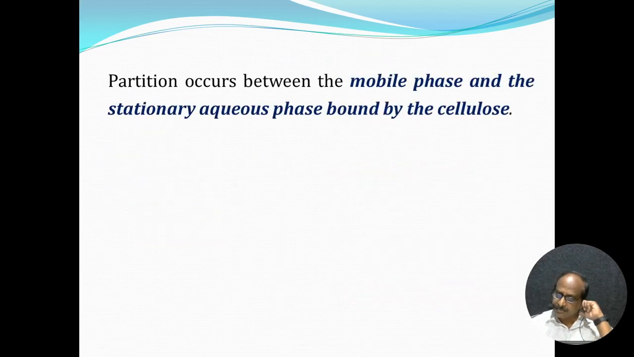Another one is partition. How paper chromatography works means there is a partition between the mobile phase and the stationary aqueous phase bound by the cellulose. What is meant by stationary phase? The stationary phase contains the paper, and water is present in the cellulose layers, which acts as the stationary phase. That's why it is the aqueous phase. Aqueous means water. That water phase is bound by the cellulose layer.